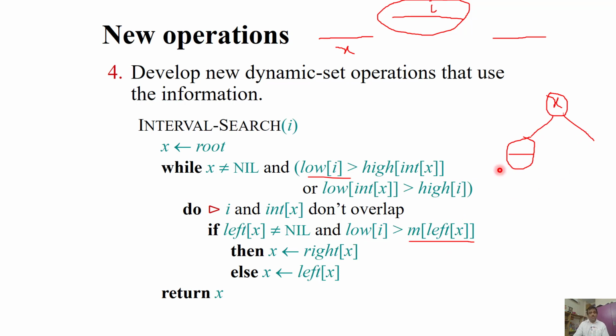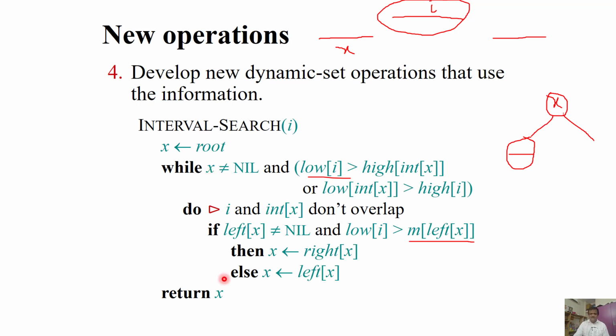So, there will be no interval in this subtree rooted here, because all the high values of the intervals over here will be less than low of I. So, there is no interval which can overlap with I. Then we have to search in the right part of the tree. That is what we are doing here. This is a recursive call: if this is true, then we go to the right part of the tree. Otherwise, if there is some chance, then we go to the left part of the tree. This will continue until x is null.